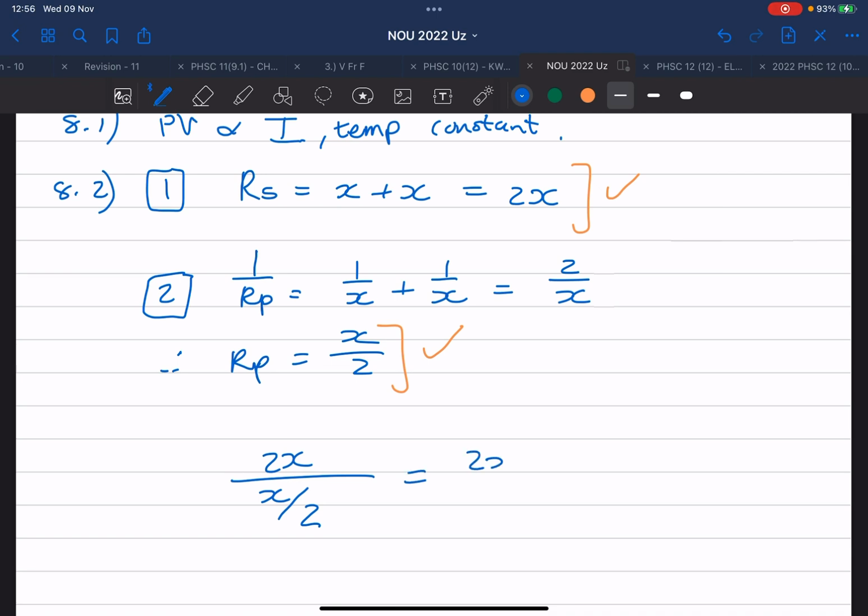That is the same as 2x times 2 over x, is dit nie? If you divide by a fraction, you swap it around, take it up. Dan sien jy hierdie x'e kanselleer mekaar uit, and you get a 4. Nee, 8.2. Dan moet ek 'n punt aftrek daar.